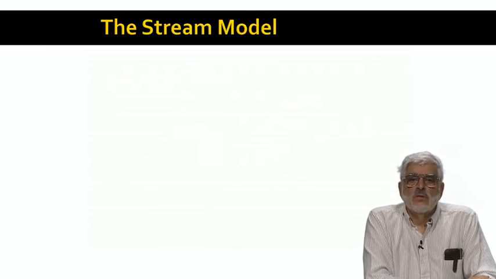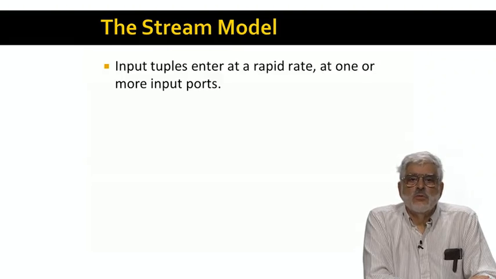So let's see the elements of the data stream model of computation. First, we assume inputs are tuples, just as in a database system, although in many algorithms we shall assume input elements are tuples of a very simple kind, like bits or integers. We assume there are one or more input ports at which data arrives. Generally, we assume the arrival rate is high, although we'll be a little vague about how high is high.